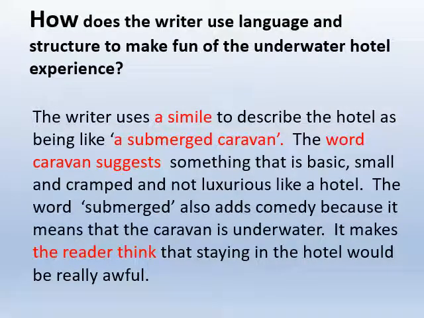And here we've got a paragraph that I've put together. The writer uses a simile to describe the hotel as being like a submerged caravan. The word caravan suggests something that is basic, small and cramped and not luxurious like a hotel. The word submerged also adds comedy because it means that the caravan is underwater. It makes the reader think that staying in the hotel will be really awful. So you've got it all there. You've got a bit of subject terminology. You've talked about a simile. You've done your close word analysis on caravan. It makes it seem small and cramped, not luxurious. Submerged, because caravans underwater are funny. And I've also talked about how it makes the reader feel that staying in the hotel would be really awful.